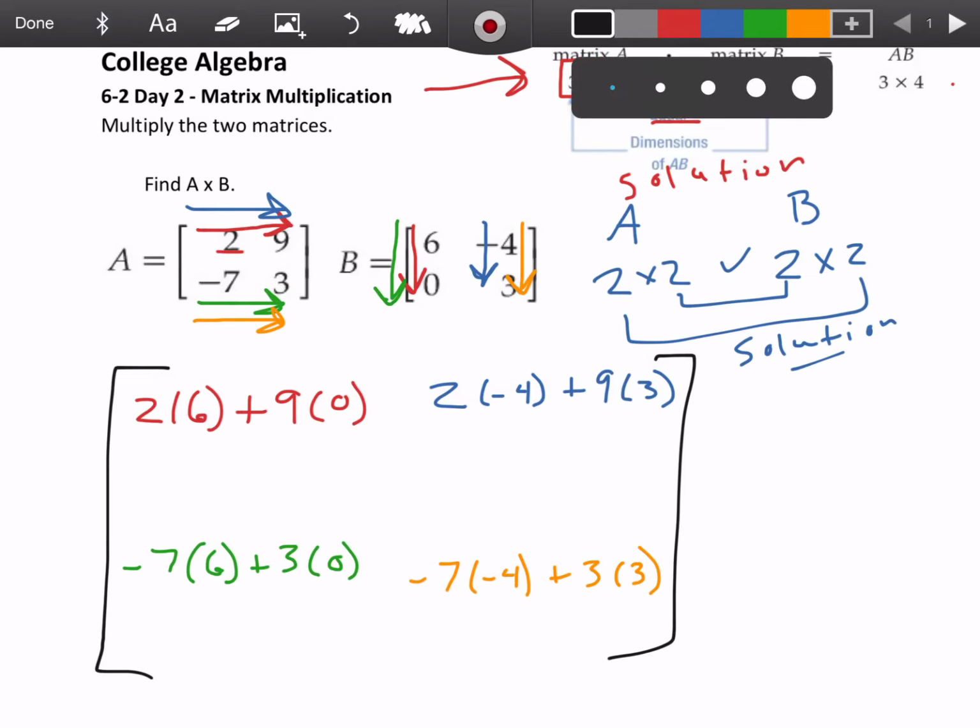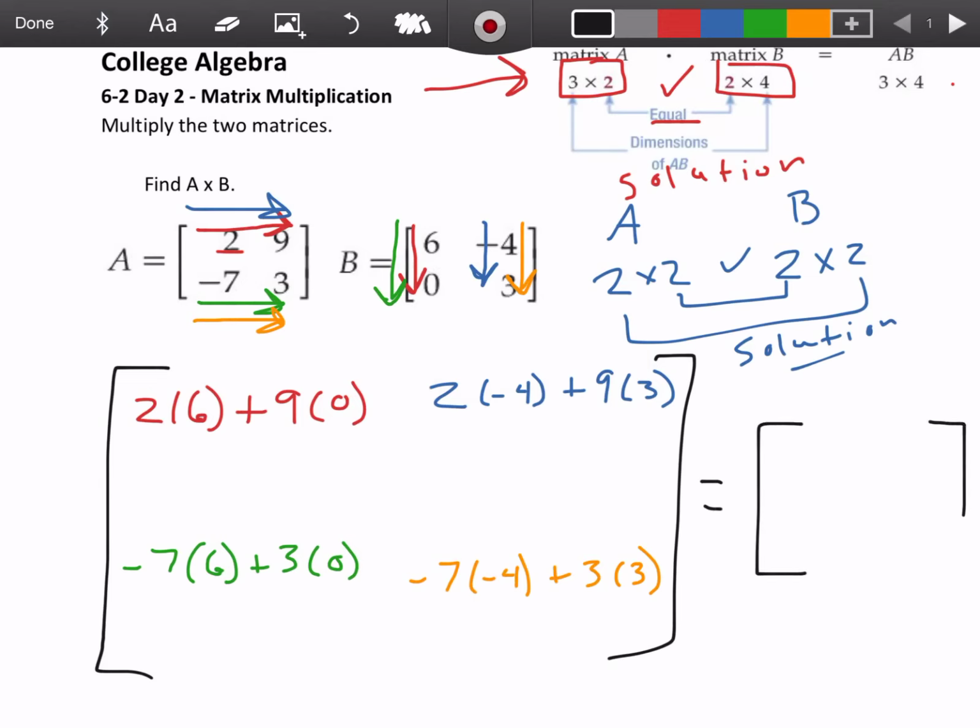And then all that's left is to clean things up. What I do is create a separate matrix over here, and then go through and do my additions. So we have multiplications and additions. That would be 12. This would be 0. So our top left number there would be 12.